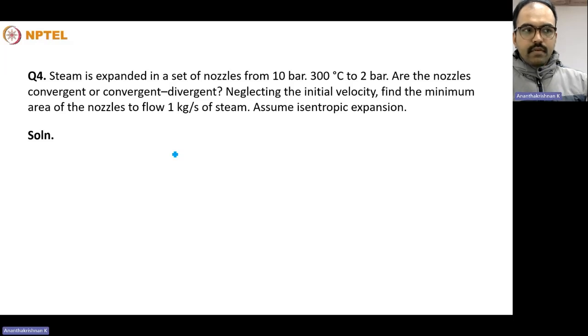So it's expanded from 10 bar, 300 degrees Celsius to 2 bar. We need to find whether the nozzles are convergent or convergent divergent. We need to neglect the initial velocity, and to calculate this one, we need to find the area of the nozzle.